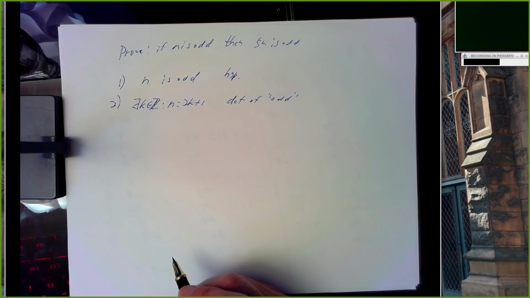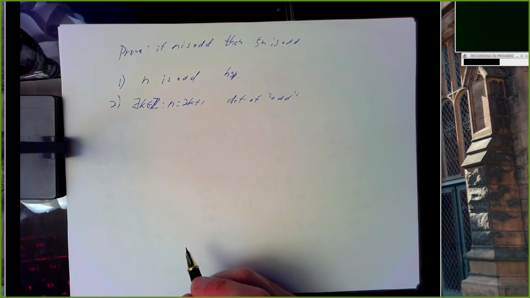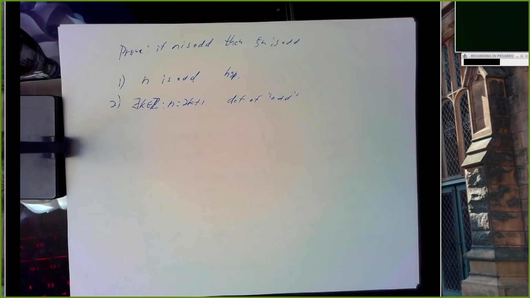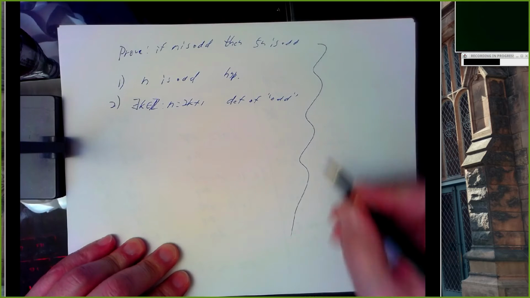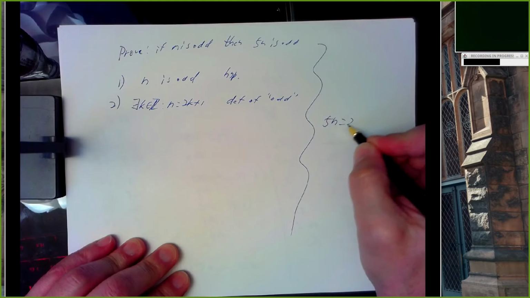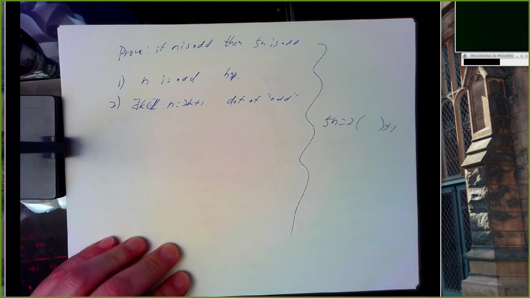All right, at this point, everybody started trying to do something similar, but in some different ways. Our goal is to ultimately be able to write 5n equals 2 times something plus 1.